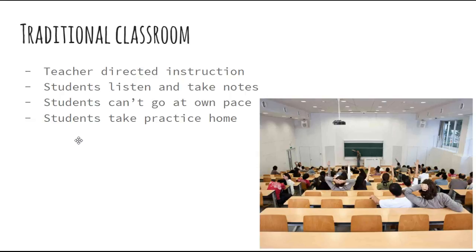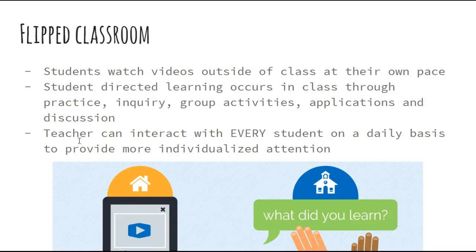With the flipped model, it's the exact opposite. Students watch videos that I've created. They watch these outside of class and they watch them at their own pace. So that solves the issue of a lesson being too fast or too slow.